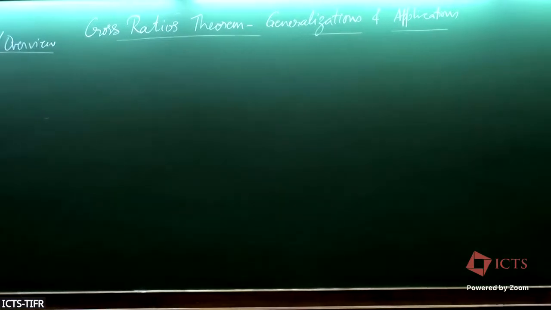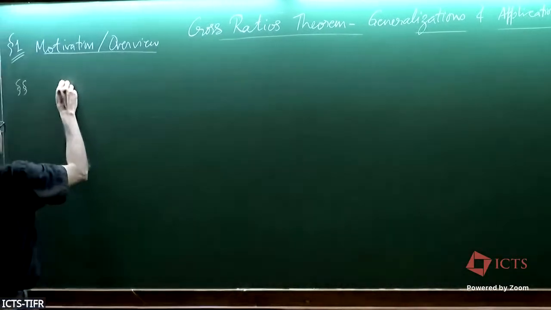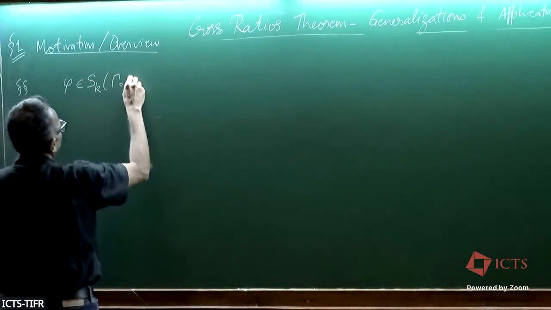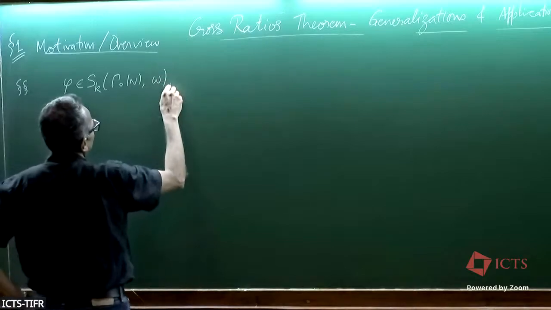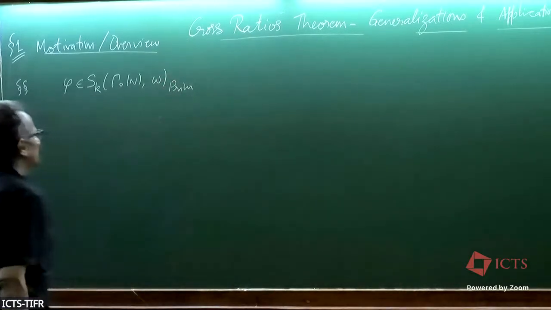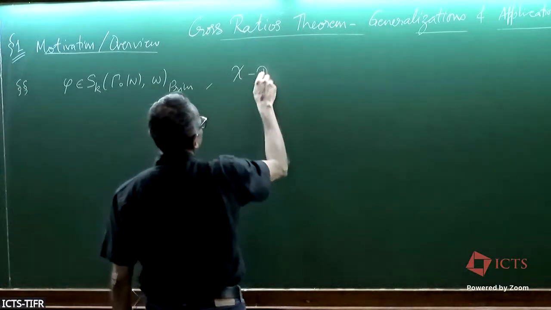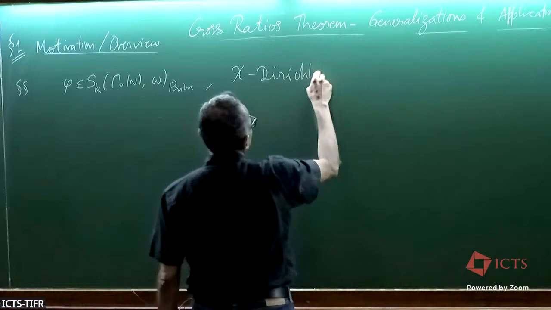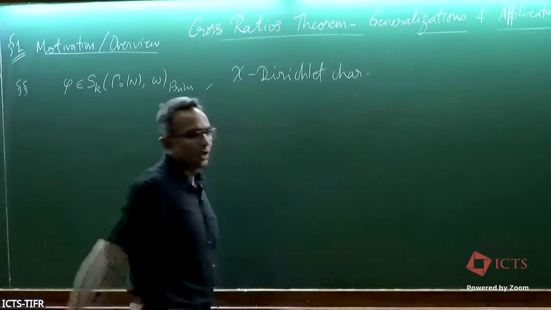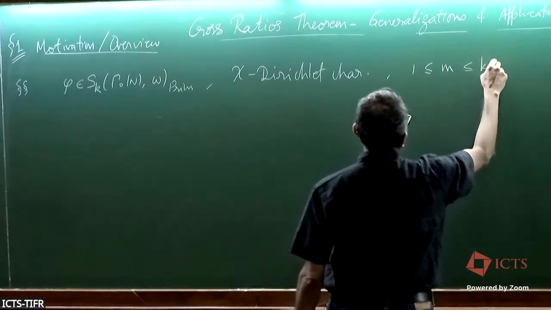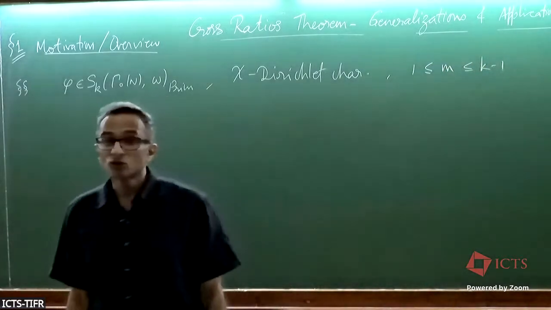So here's the easiest example one can think of to illustrate cross ratios. Suppose I have a modular form phi of some weight k, some level, some nebentype, and I assume it's a primitive eigenform, newform, normalized, whatever. Take a Dirichlet character chi. And take any integer m between 1 and k minus 1. I can do that provided k is at least 2.